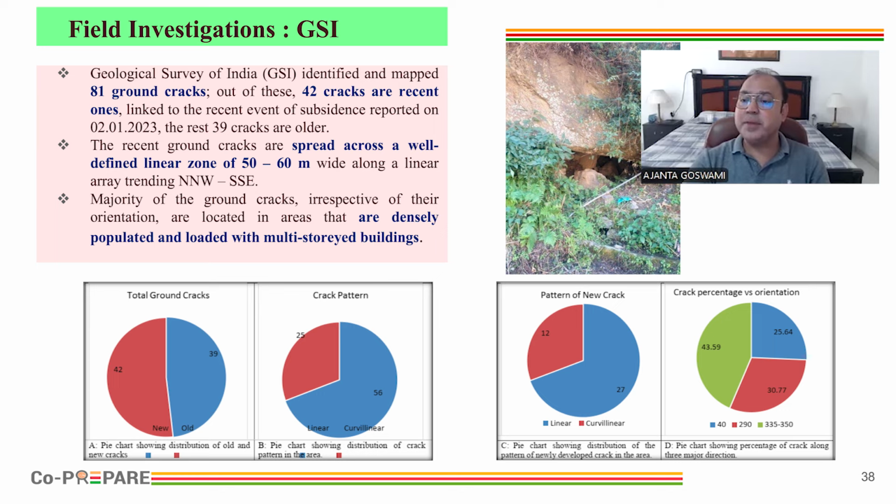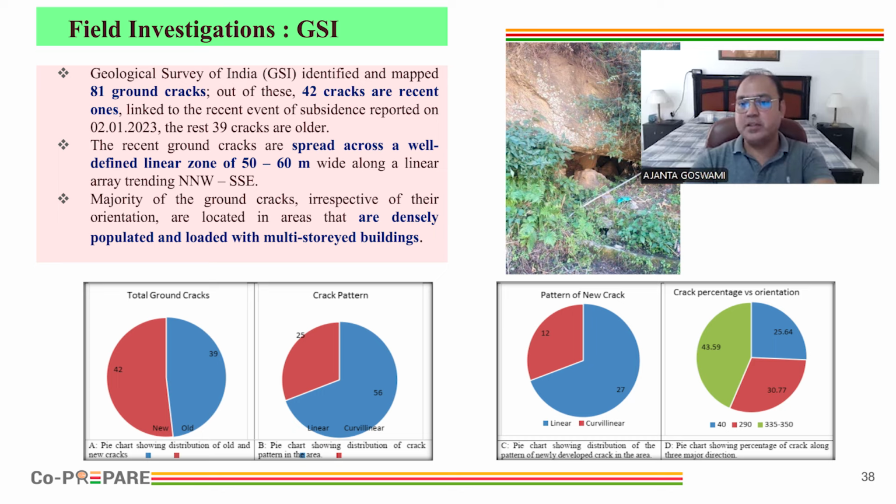This is an interesting picture shared by GSI, where they have shown giant boulders of this type. These boulders are present both at the surface as well as the subsurface. When the fine matrix surrounding these boulders is removed, these giant boulders get disturbed. When these giant boulders get disturbed both at the surface as well as the subsurface, they lead to the development of cracks.